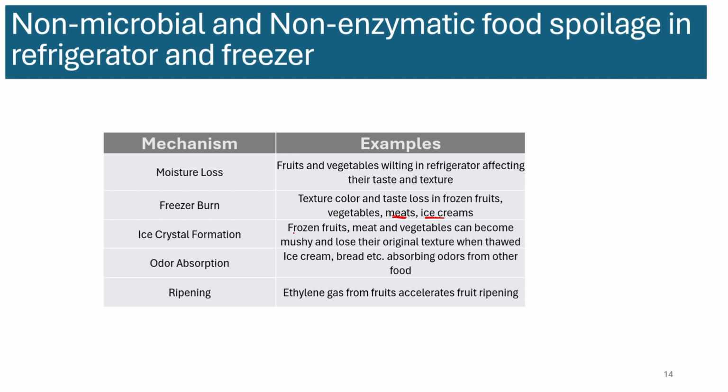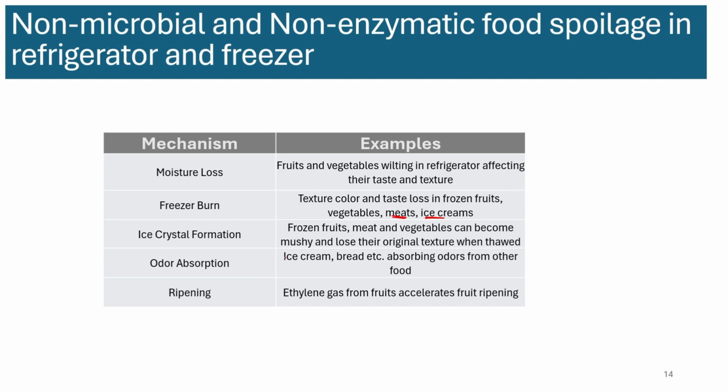The third problem found during frozen storage is ice crystal formation. It's a typical problem that happens on fruits and vegetables, anything that has some moisture that is stored in the freezer, and they become mushy and lose their original texture. This is a big problem if the rate of freezing of the items you're storing is not fast enough. We'll get into that a little bit.